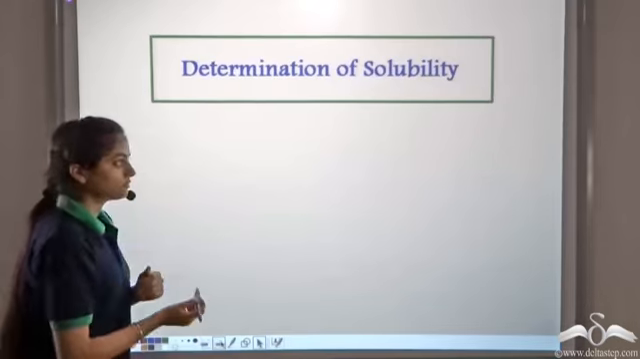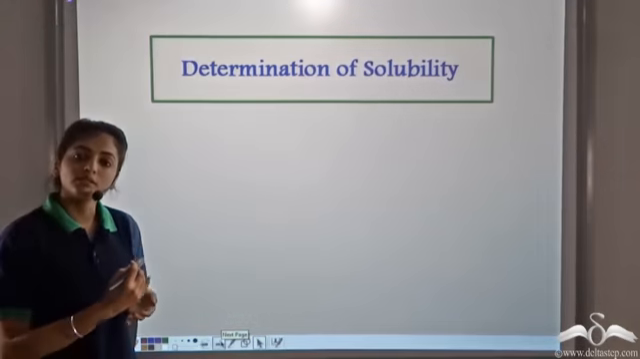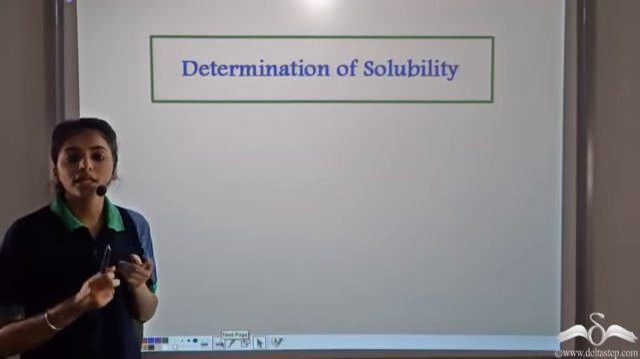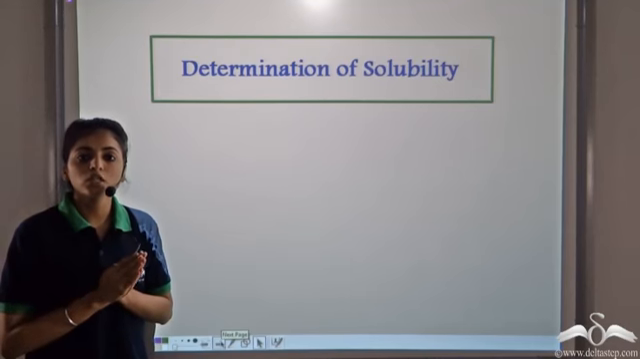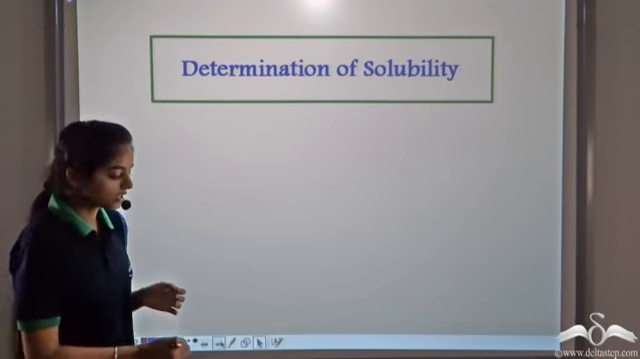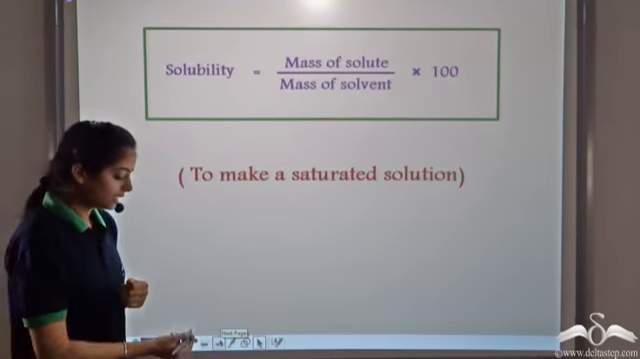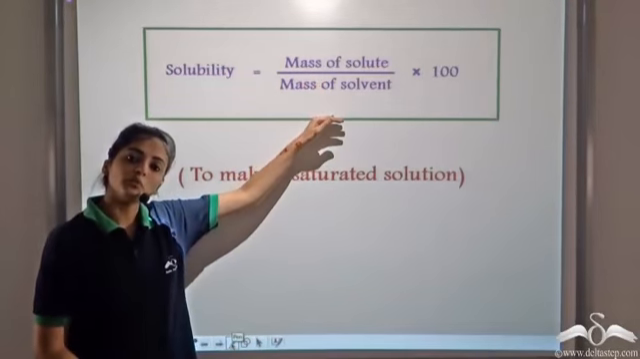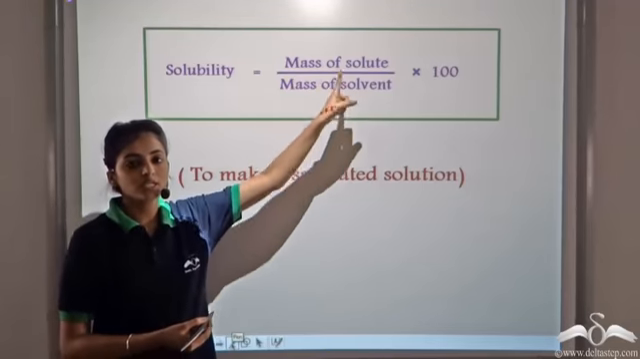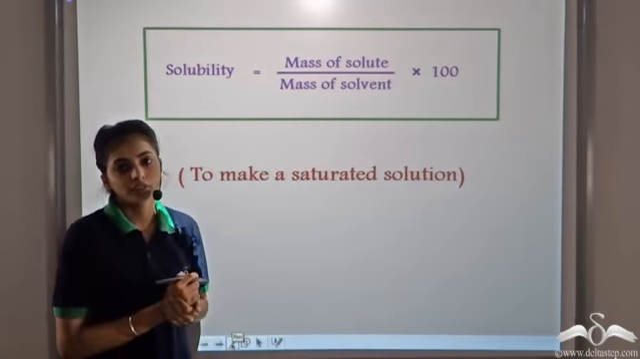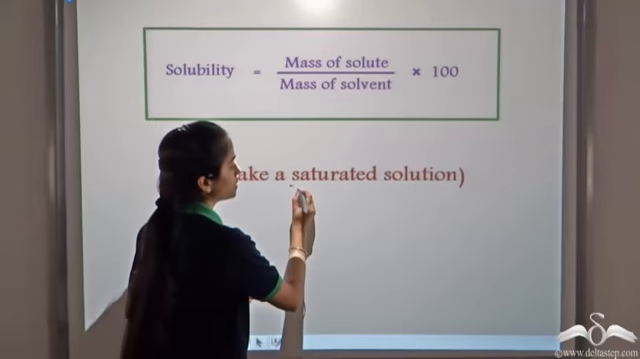So let's see how we can determine solubility. We have defined solubility as the extent to which a solute dissolves in a particular solvent to form a saturated solution. So solubility is the mass of solute by the mass of solvent. So this gives us the solubility of a particular solute in a particular solvent. And this is to make a saturated solution.